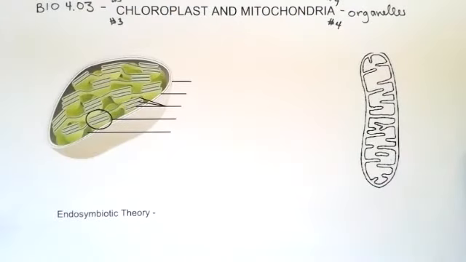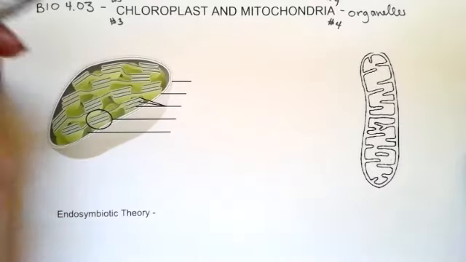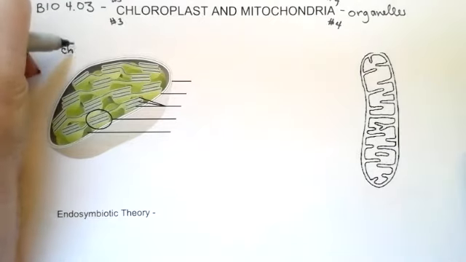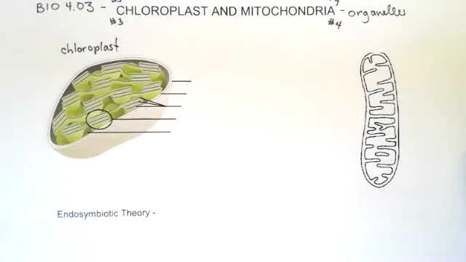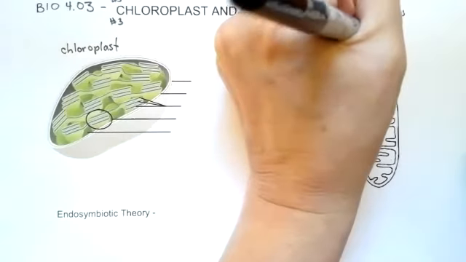So the first two were the cell membrane, and then we talked about microfilaments, which are part of the skeleton, or the cytoskeleton, the cell skeleton. So those were the first two organelles that we talked about. This guy is our chloroplast. And this is our mitochondria.